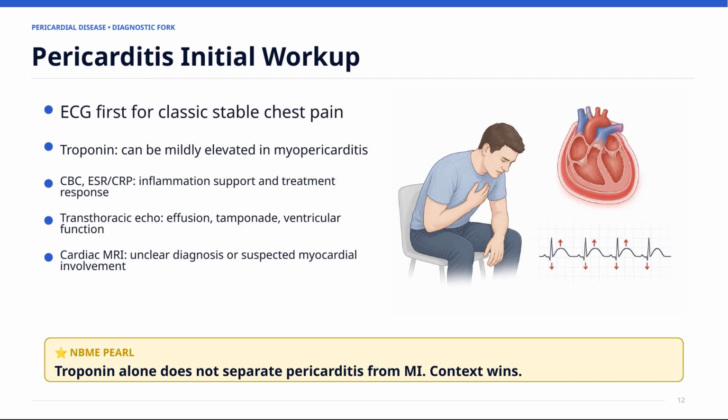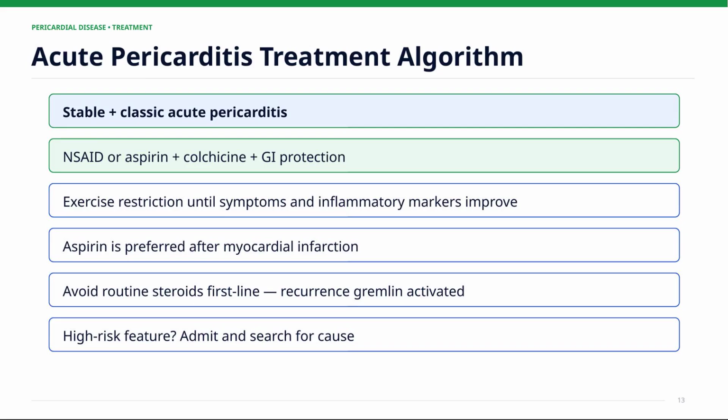NBME Pearl. Troponin alone does not separate pericarditis from a heart attack. Context wins every time. For a stable patient with classic acute pericarditis, NSAID or aspirin plus colchicine plus GI protection. Restrict exercise until symptoms and inflammatory markers improve.